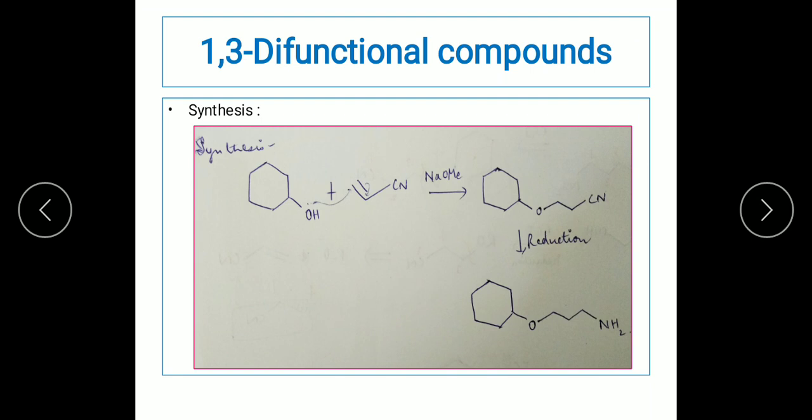Now once it forms a carbanion, the hydrogen from the phenol which was left out is going to form a bond between the carbanion and the proton. Once it forms the bond, it is going to form a cyano compound. Now this cyano compound on reduction is going to give us the amine group. That is the target molecule. So this is how we're going to write down the synthesis and retrosynthesis for 1,3 difunctional compounds.